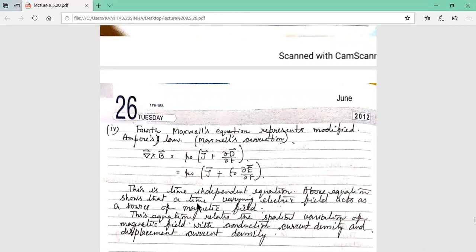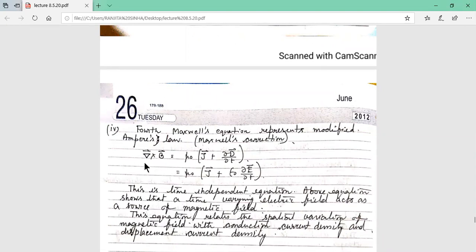This is a time dependent equation. The above equation shows that a time varying electric field, del E by del t, acts as a source of magnetic field.